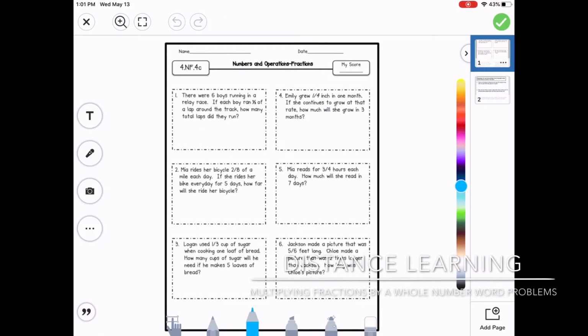Fourth graders, today in math, we're going to continue working on multiplying a fraction by a whole number, but we're going to take it one step further and be solving word problems.